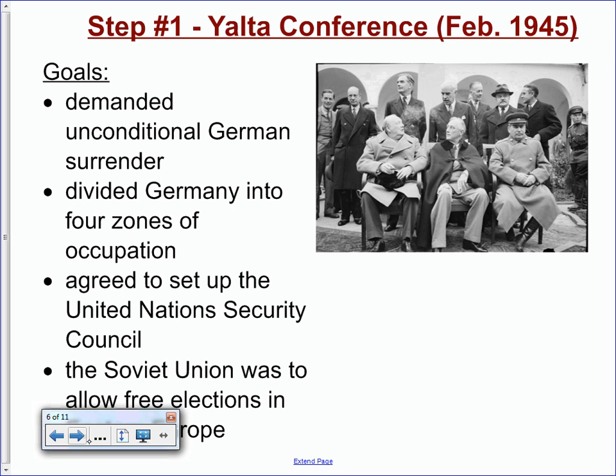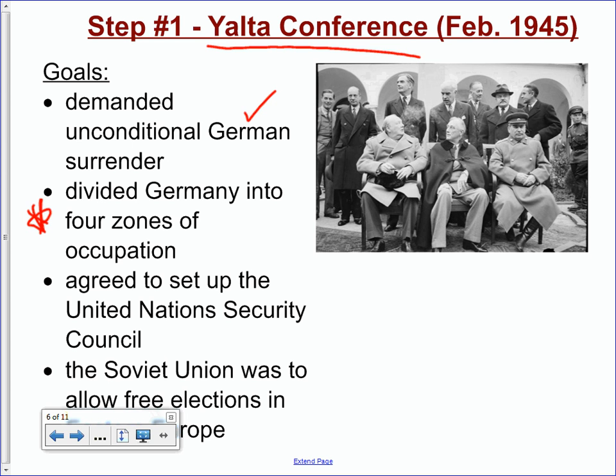We got two steps. These would be steps towards the Cold War. The first step is the Yalta Conference. Obviously, the conference is named after the location that it's at. February 1945, so this is near the end of the war. Here would be the goals: to discuss German surrender. What are the terms of the surrender going to be?